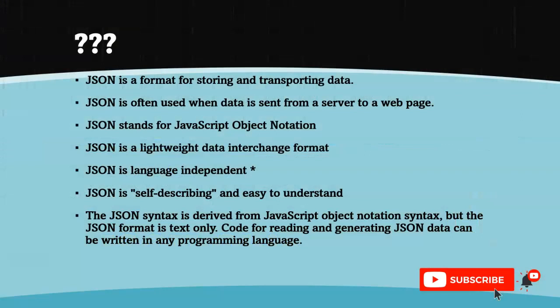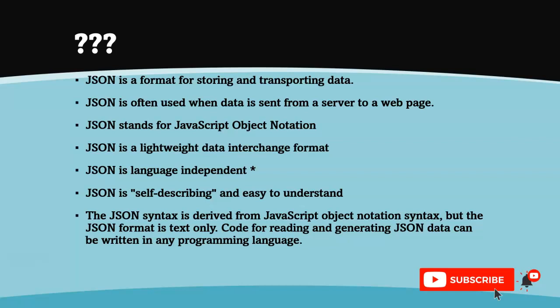JSON. JSON is a format for storing and transporting data. JSON is often used when data is sent from server to a web page or from web page to the server. JSON stands for JavaScript Object Notation. JSON is a lightweight data interchange format. JSON is language independent. JSON is self-describing and easy to understand.